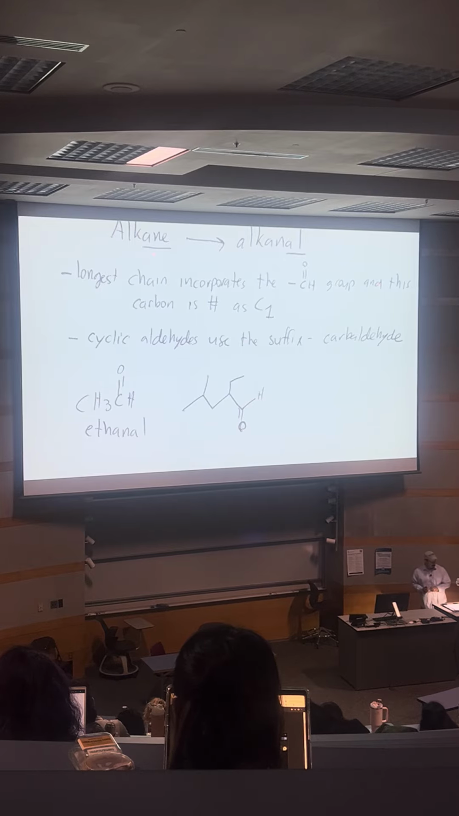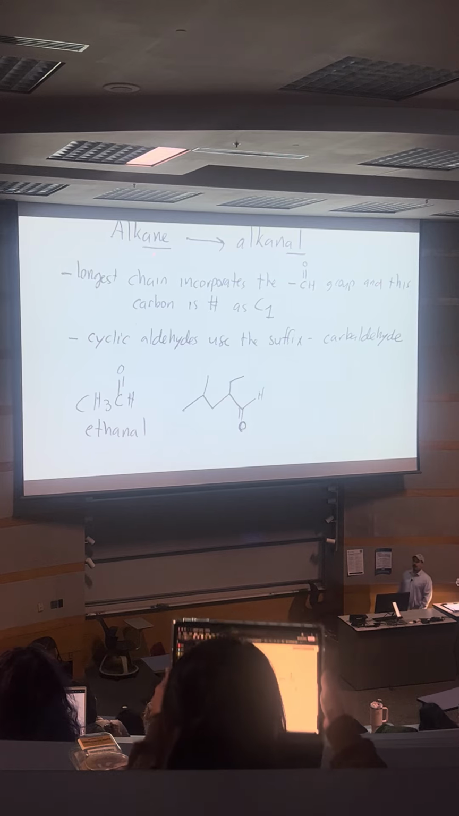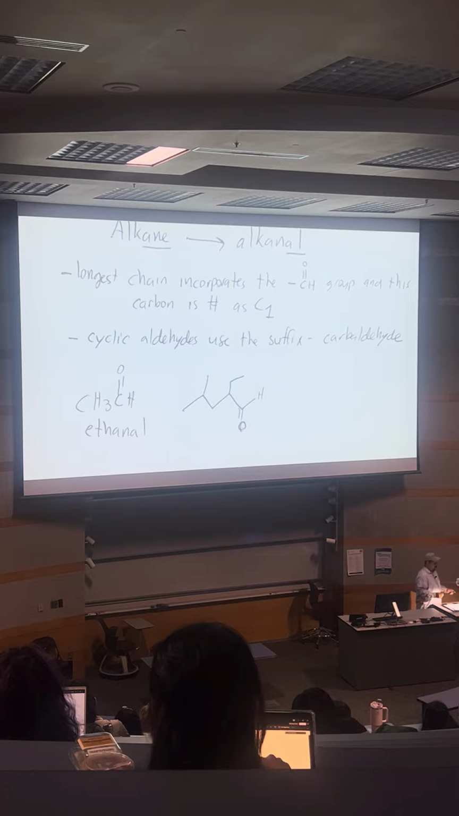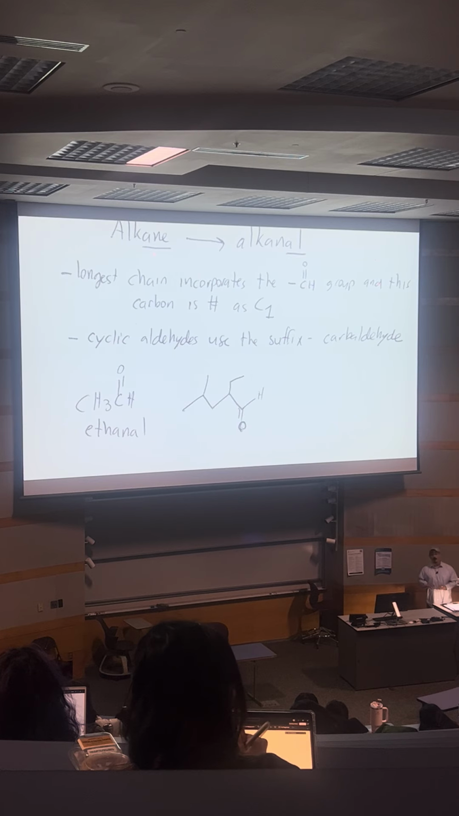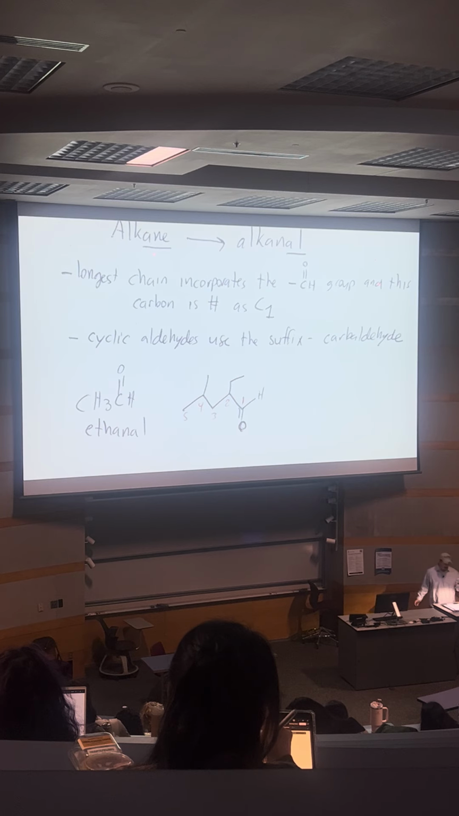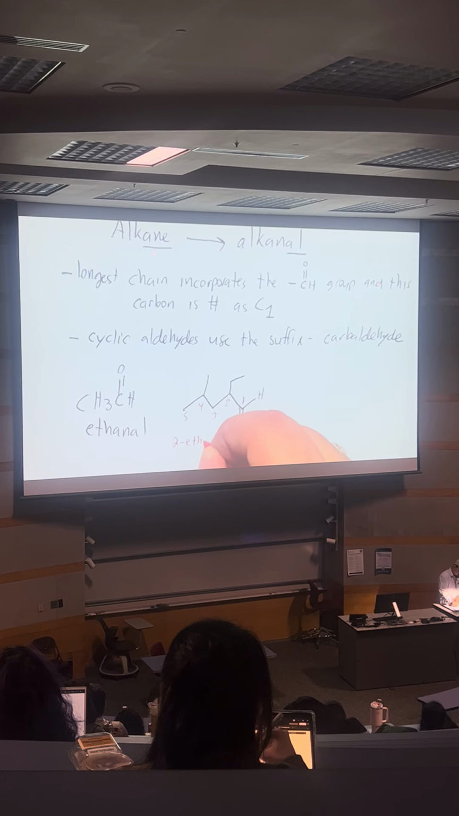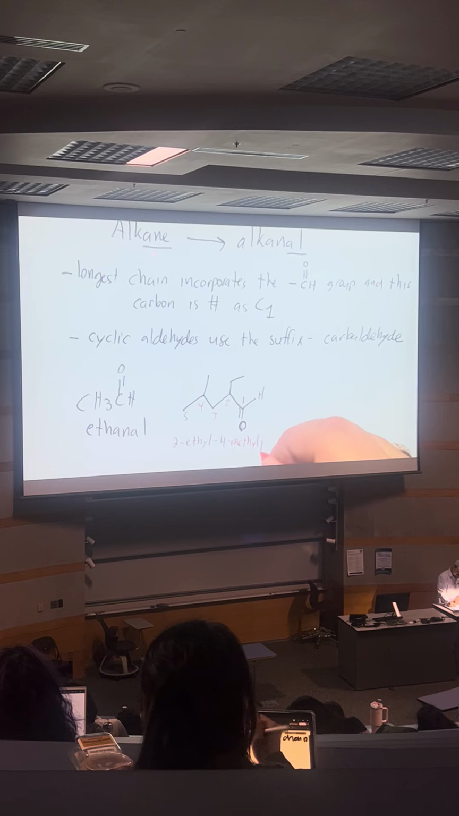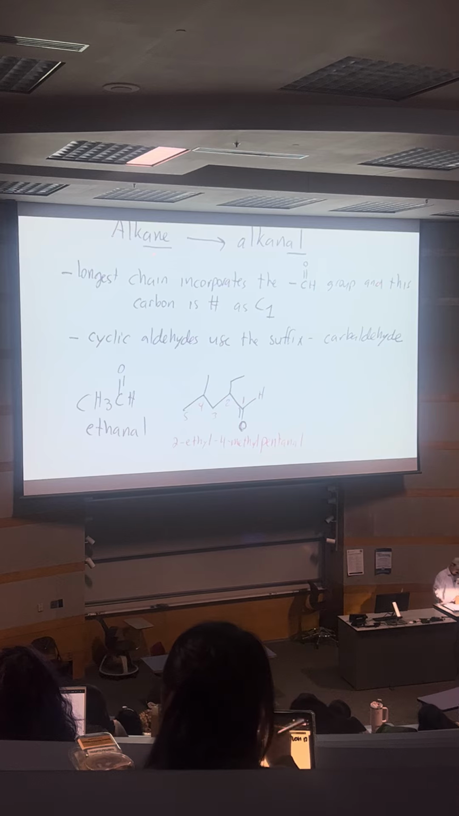Here's another chain. The longest chain here is 1, 2, 3, 4, 5. We see that there's an aldehyde functional group. The other groups there are just substituents, a methyl group and an ethyl group. The aldehyde takes priority, which means this automatically gets carbon 1, and we'll be numbering like this. There's a methyl group at carbon 4 and an ethyl group at carbon 2. So in alphabetical order, 2-ethyl, 4-methyl, and then 5 carbons is pent, pentanal.